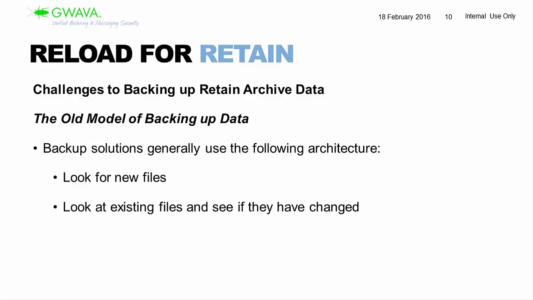But it also presents a challenge, because when we go to back up that Retain archive data, the old model of backing up data that most backup solutions use is they'll look at a data set, let's say, for example, the Retain data set. It says, okay, I've got these 16.7 million plus directories. I'm going to step into each one of those directories, see if there's a new file, yes or no, and see if there's a file that isn't new and I've already got it in my backup system. Has it changed? That's what backup software does.